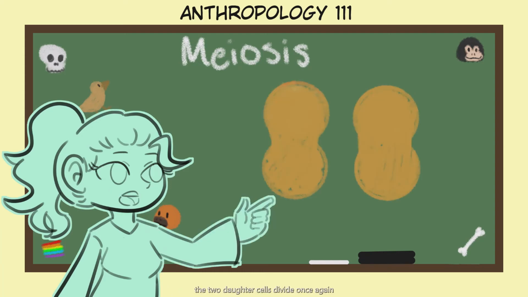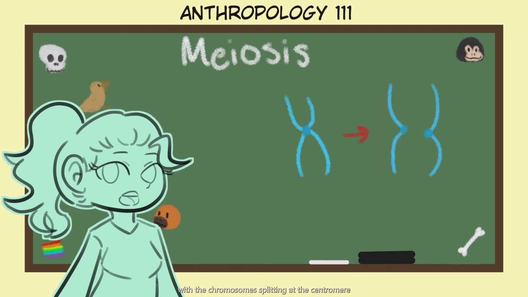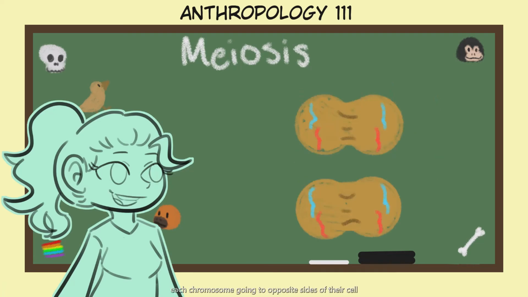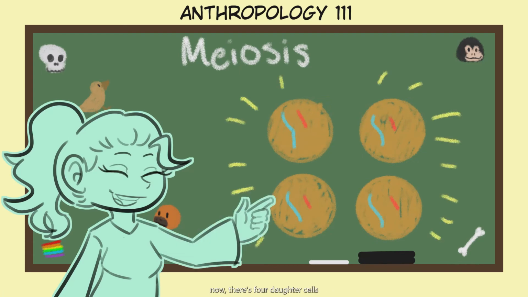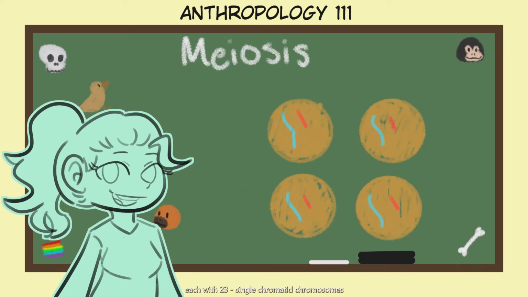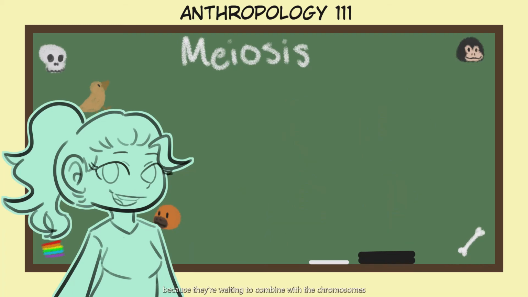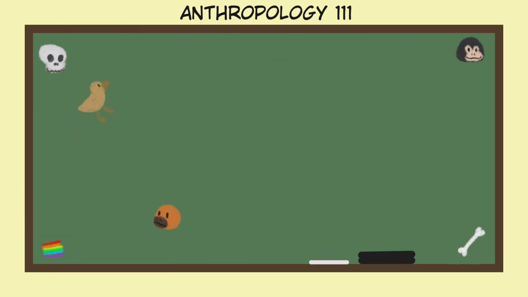After that, the two daughter cells divide once again, with the chromosomes splitting at the centromere, each chromosome going to opposite sides of their cell, and both cells splitting into two. Now, there's 4 daughter cells, each with 23 single chromatid chromosomes. Why? Because they're waiting to combine with the chromosomes of the person's partner.